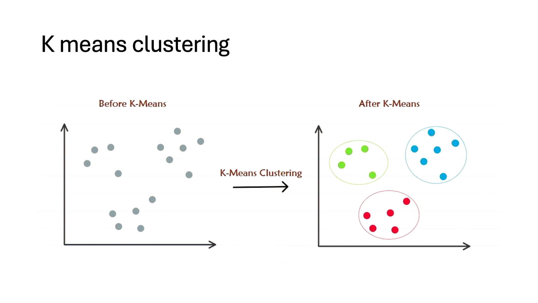Here, like before, in the first coordinate space, we are given some data points without any labels, without any separation, but given some parameters we could separate them into different groups or clusters after implementing this k-means clustering.